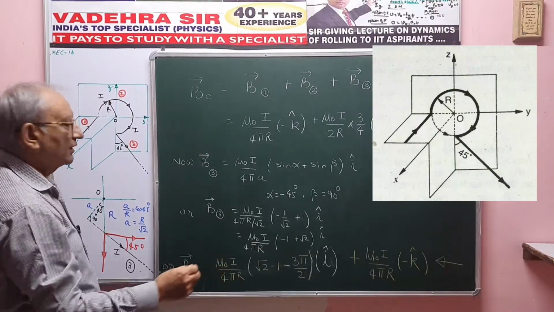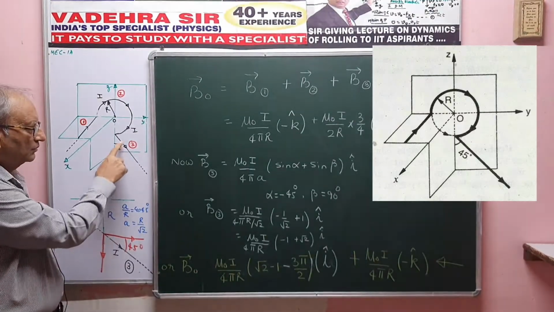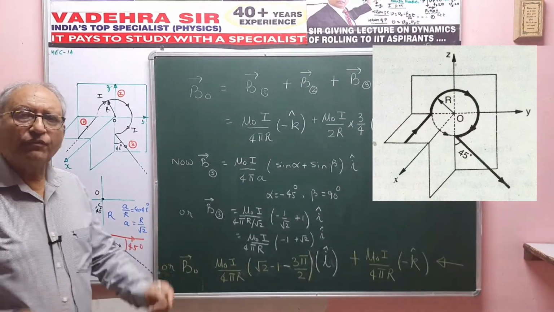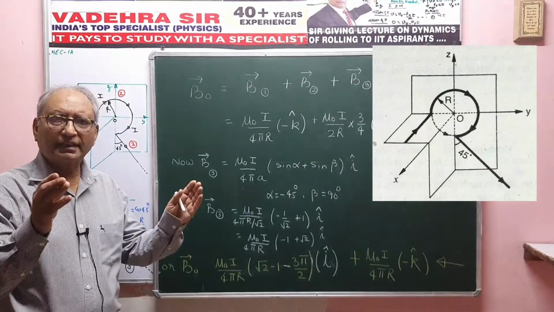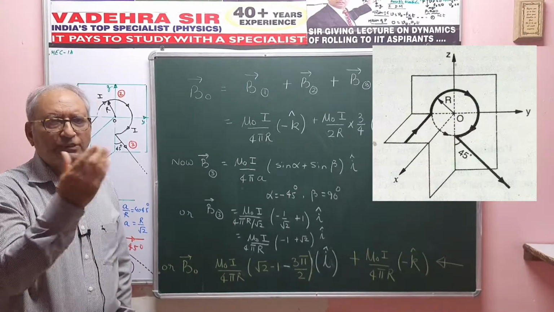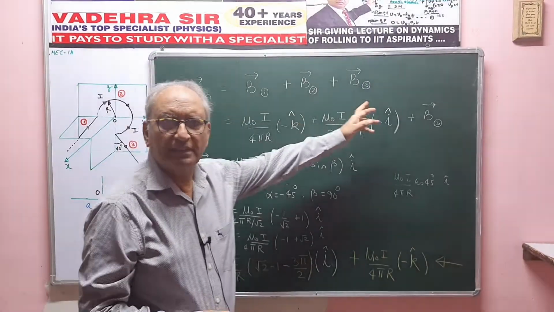degrees as shown, long wire shown, the current. We have to find the magnetic induction at the point O. So once again we break it up into 3 elements. So B_O arrow is B1 arrow plus B2 arrow plus B3 arrow.